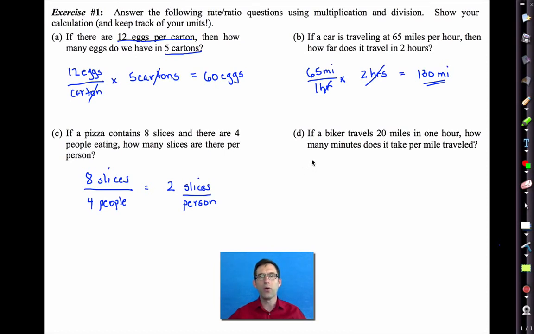Well, what we know is that in 60 minutes, right? We've traveled 20 miles, right? Because we really want to know the minutes per mile. So what we see when we do the division is it takes us 3 minutes per mile traveled. That one's a little bit trickier. Think about it for a moment.